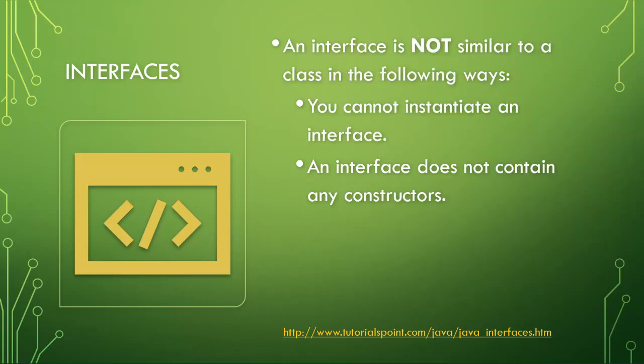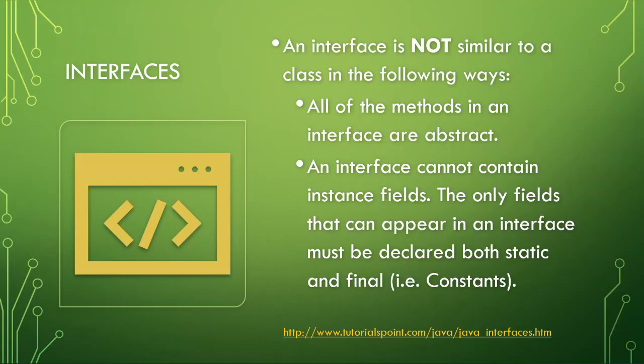An interface is not similar to a class in the following ways: you cannot instantiate an interface. So that new, whatever example, like cat, we can't instantiate it. We can have a variable that holds a reference to an object that says that it implements that interface, but we can't go new that interface. And it does not contain any constructors at all, because again, it's a contract of the services that you're going to provide.